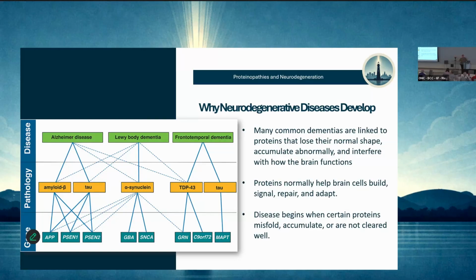Proteins are very important for brain function, and they help brain cells signal to each other. They help brain cells repair themselves and adapt to changing conditions. But when these proteins malfunction, whether through assuming the wrong shape or through accumulating into things we call aggregates, which we'll discuss later, or when you have more and more of those aggregates, they're not cleared well, and then they're toxic to cells. All of those things can cause disease.